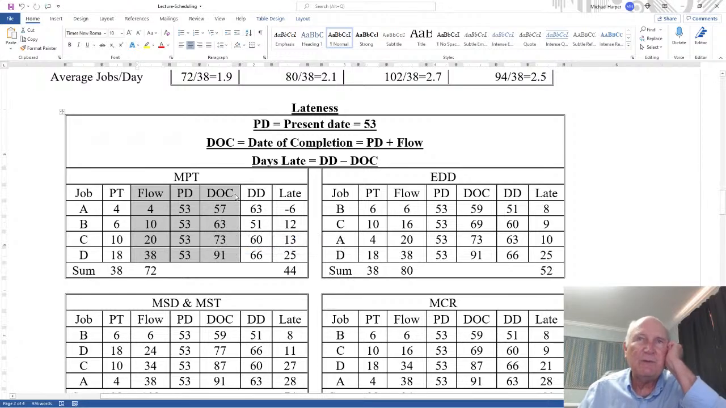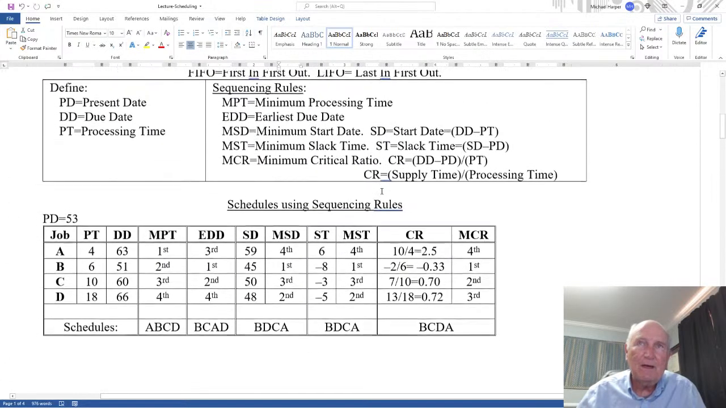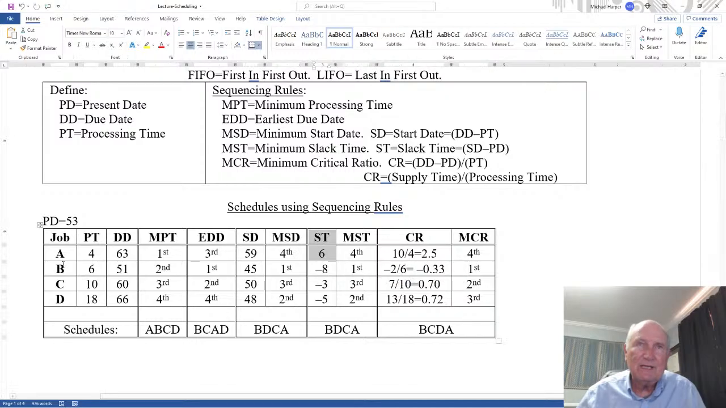I can compare that with my due date. So I bring down the due dates. Now, if the date of completion is greater than the due date, then it's going to be late. If the date of completion is less than the due date, it's going to be early. So if I take the date of completion and subtract the due date, what I get is the lateness. And notice 57 minus 63 is minus 6. Well, it's not late 6 days, it's early 6 days. Notice that 6 days early is the same as the slack time up here of job A.